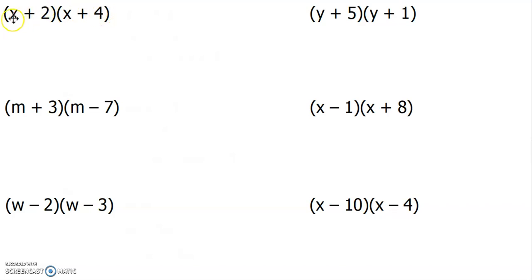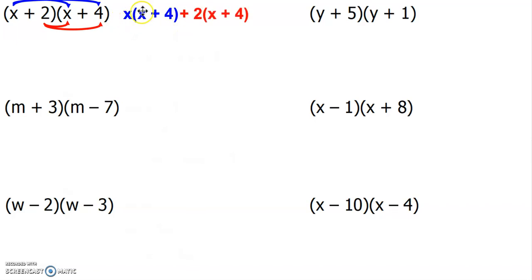What this really means is that I'm taking everything in this first one and multiplying it by everything in this second one. So I have to make sure that every term gets distributed. So I take a look at the first term here, x. It's going to get distributed to that second binomial. So x is going to be multiplied by x plus 4. But I can't forget about this plus 2. It also needs to be distributed to the x plus 4.